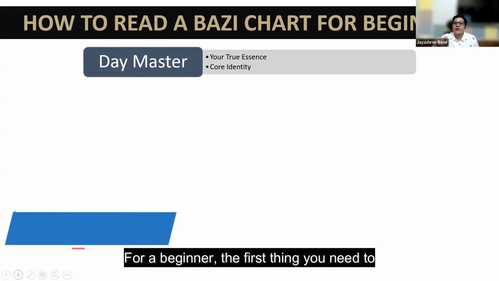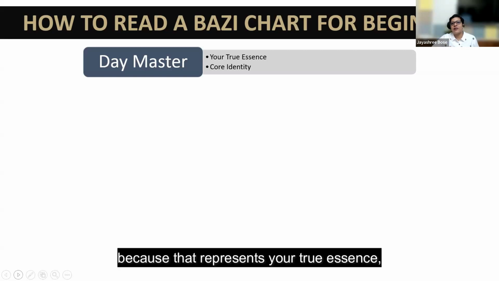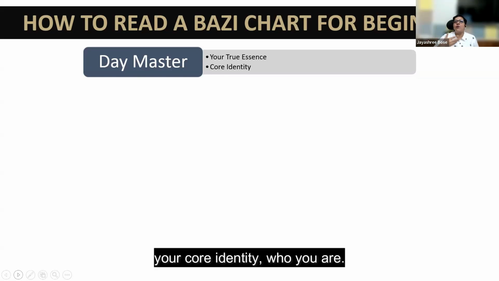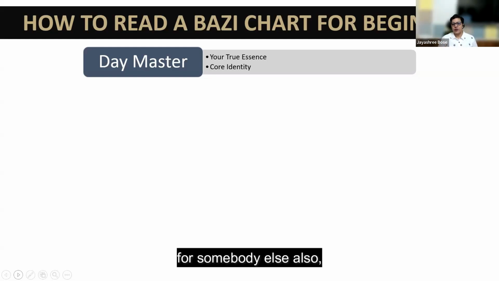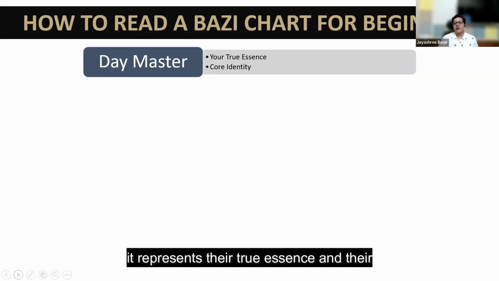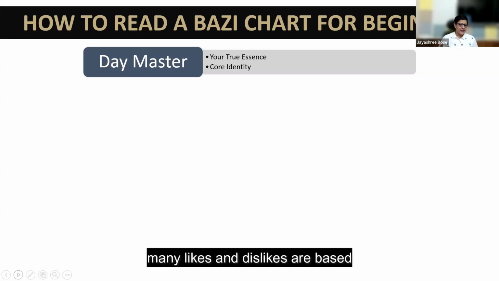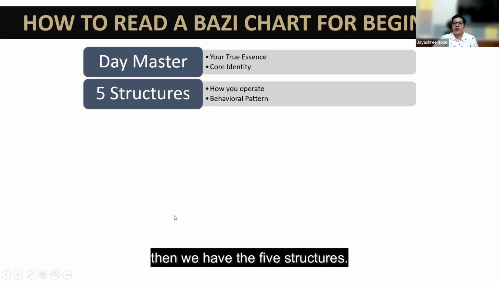For a beginner, the first thing you need to start from is the day master because that represents your true essence, your core identity, who you are. So when you're doing a BaZi chart reading for somebody else also, it represents their true essence and their identity. Many likes and dislikes are based on the BaZi day master. All right. Then we have the 5 structures.